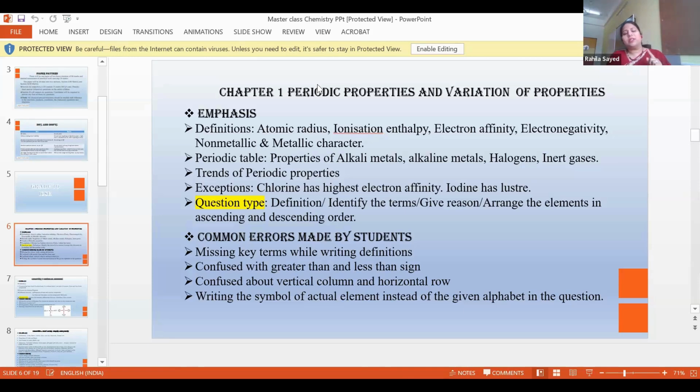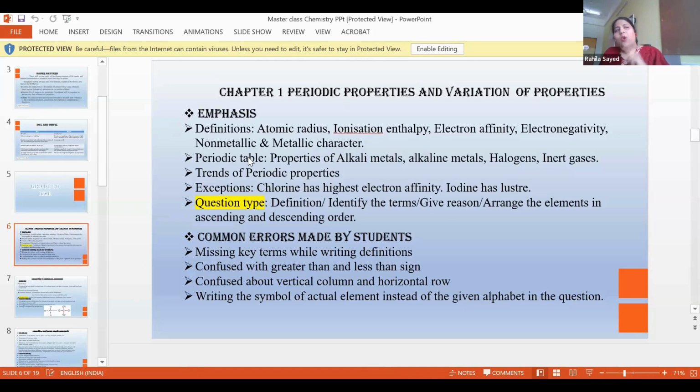Then, from this chapter, they might give you the skeleton of a periodic table in which they might put elements and the actual symbols of the elements are not used over here. They might use any random alphabet and they tend to ask you questions based on that. Now, the mistake you make over here is that while answering the questions, you all start writing the names of the actual elements. Avoid doing that. You have to stick to the point that is asked in the question paper.